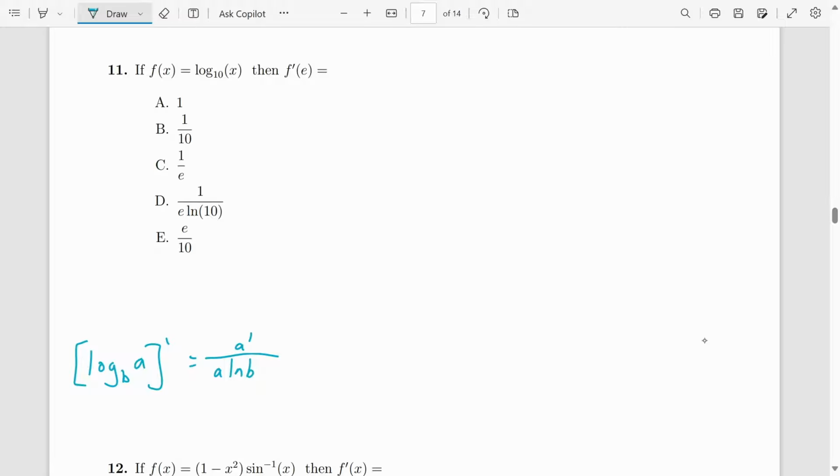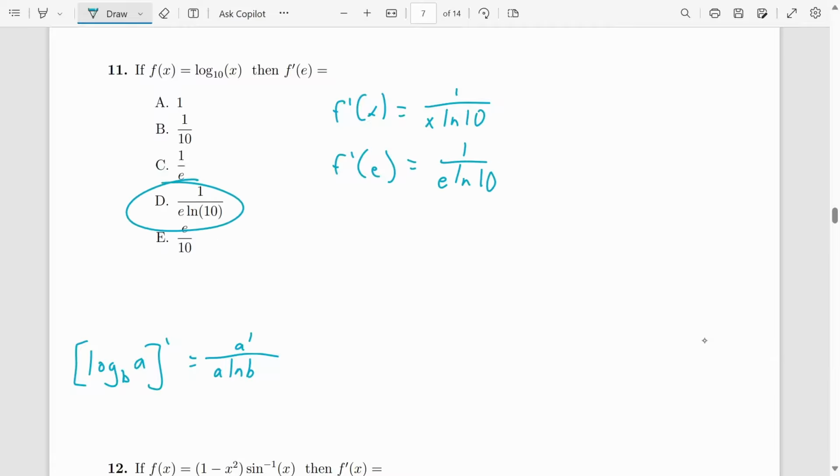Let's fit that to our situation where a is x and b is 10. So this is going to equal, let's see, a prime, that's the derivative of x, which is 1, all over a, which is x, times ln of b, which is 10. And now plugging in e for x, this just becomes 1 over e times ln of 10, which is D. That was quick.